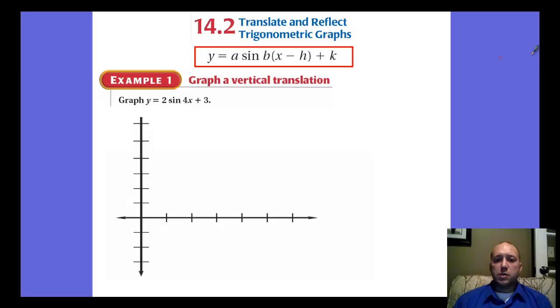And so we talked yesterday about if we had a sine bx. So our a value is still our amplitude, and our b still helps us find our period. It's our horizontal shrink or stretch. But now we're going to deal with this h and k value, which we've talked about before. And this is just a horizontal and vertical shift of the function.